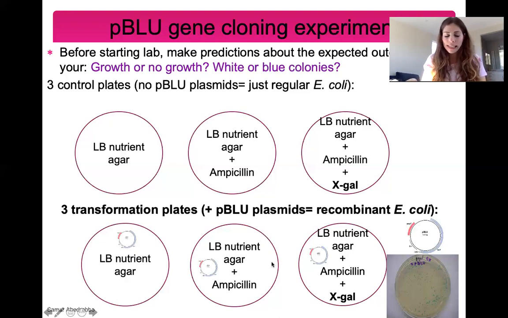And as a side note, this is really hard to do. Transformation is a pain. Sometimes cells take up your plasmid, sometimes they don't. So if I were working for a biotech company and this plate had all white colonies, which happens most of the time because things are not perfect, you have to redo the experiment because for some reason or another, your bacteria did not take up the plasmid. They just grew because you still have E. coli.